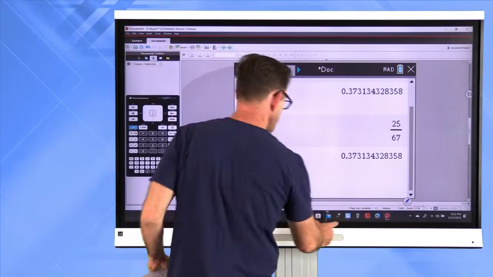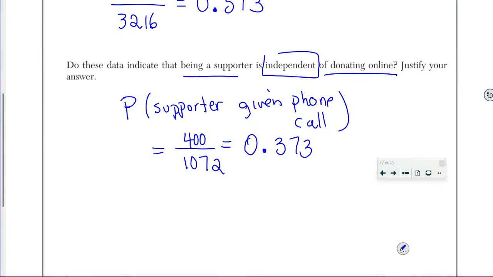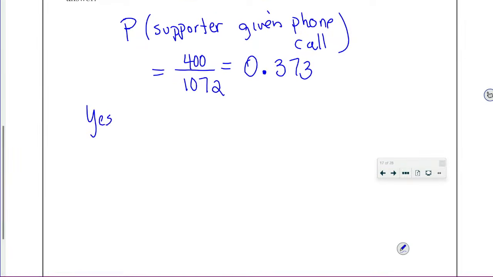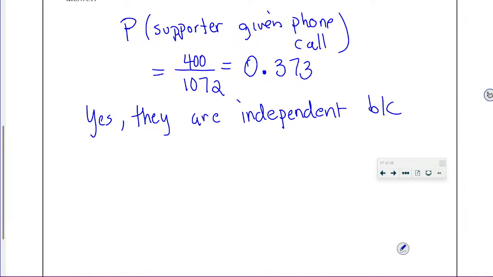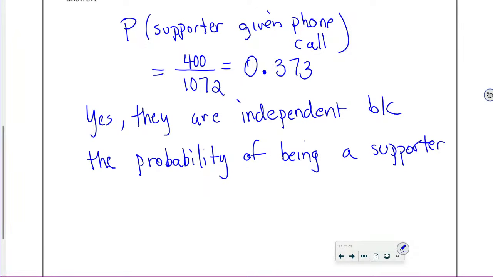So how do you actually summarize that? Here again, let's put down 0.373. And now let's say, yes, they are independent because the probability of being a supporter doesn't change.